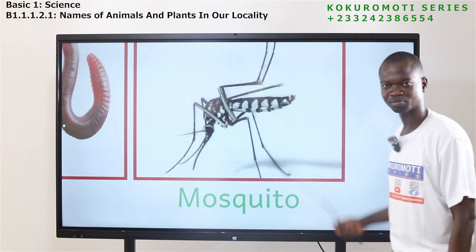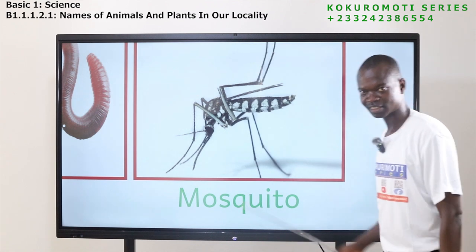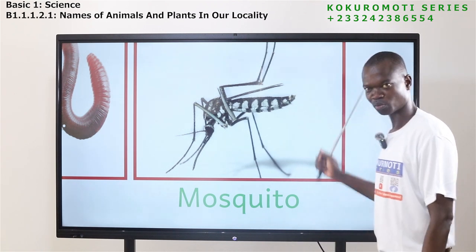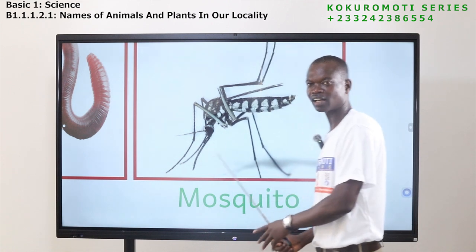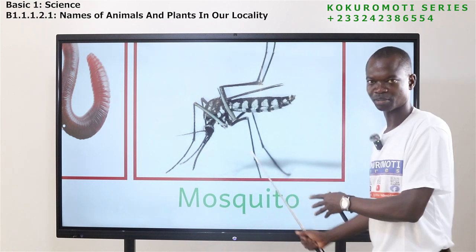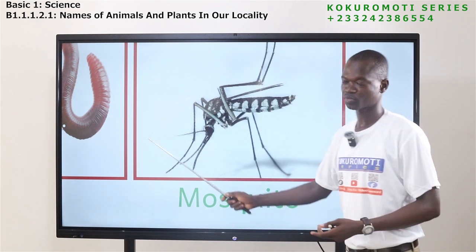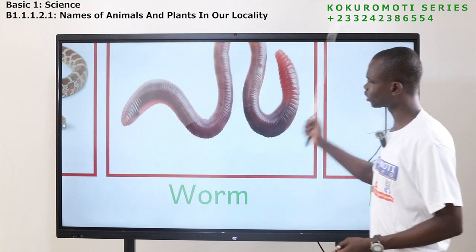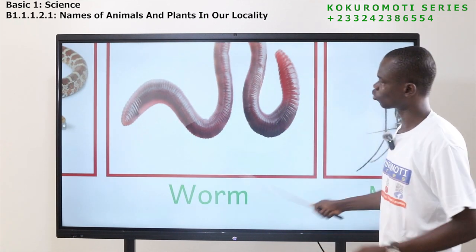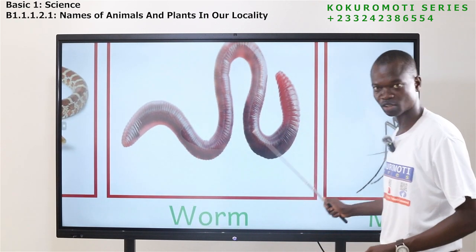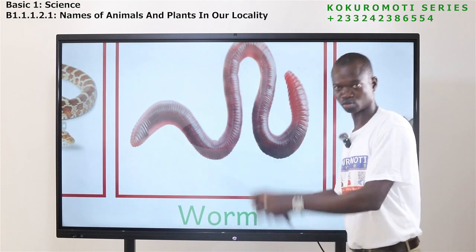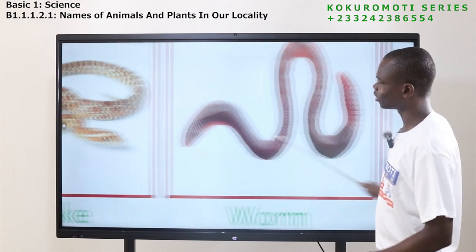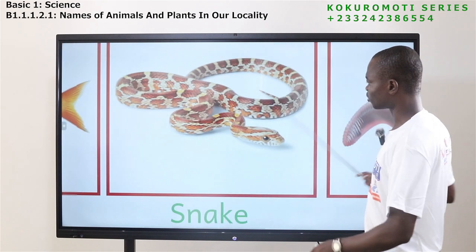Look at this animal. This animal causes malaria. We call it mosquito. But in our local language, the local name for this animal is ntontom. This is worm. It is not snake, it is worm. Worm is also called sonson in my locality. That's how we call it.